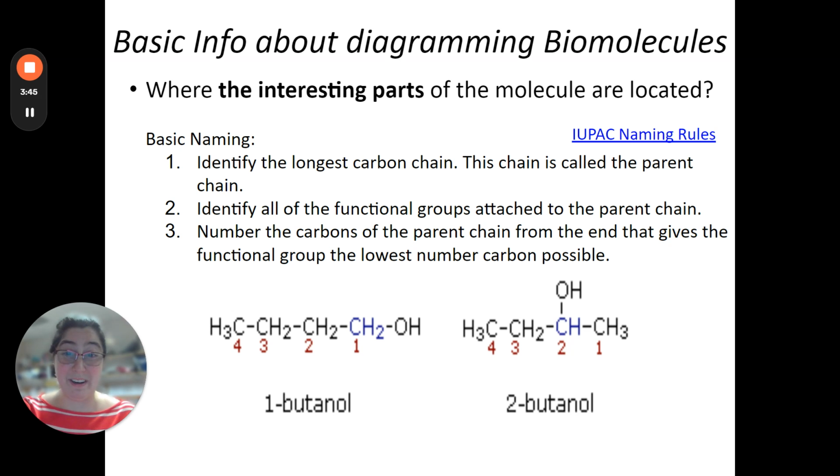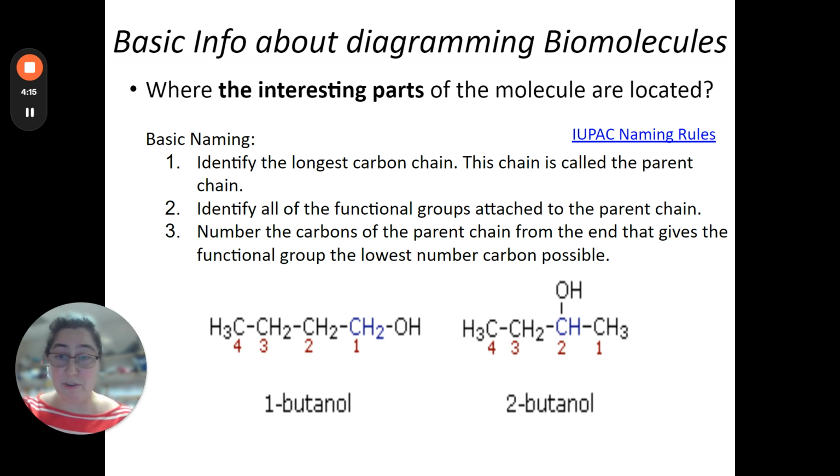Now, an interesting bit here, molecules can move around in 3D space. So if I'm looking at this pen and I flip the pen, it's still the same pen, even though it looks different to you now. So it's really important when we name molecules that we're all naming them the same way so we know if we're talking about the same thing. Because of this, we want to take the interesting part of the molecule, the functional group, and put it the closest to the number 1 carbon.